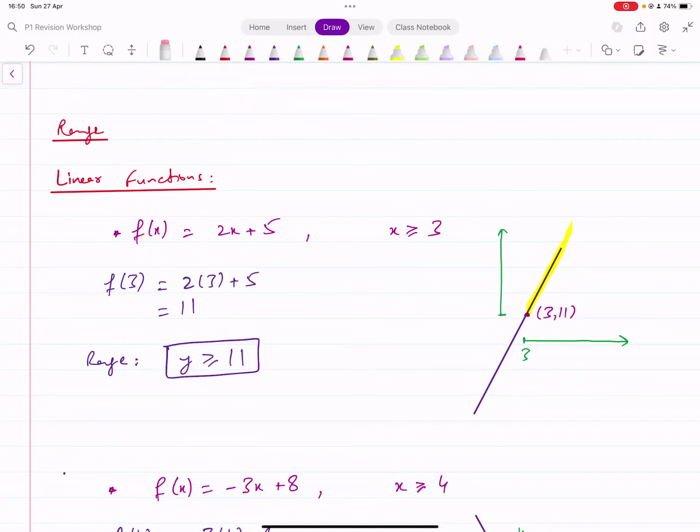For domain, we only have those two cases, but for the range of functions, we have a number of different types of functions for which we need to be able to find the range of the function. Let's start with those different types of functions.